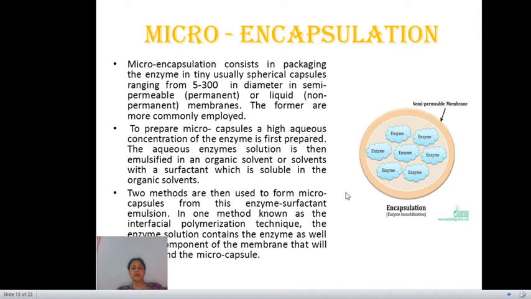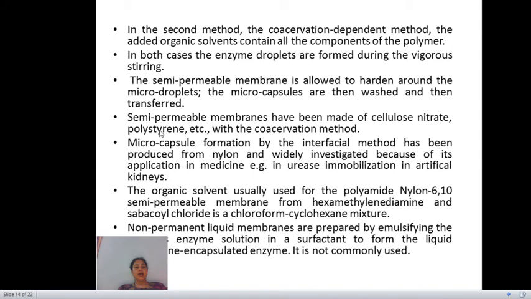Whether you do it by the first method or by the coacervation dependent method, in both cases the enzyme droplets are formed during vigorous stirring, and the semi-permeable membrane is allowed to harden around the micro droplets. The microcapsules are then washed and transferred, and the membrane which will be formed around the enzyme can be made up of cellulose nitrate, polystyrene, etc. The organic solvent which is commonly used will depend on the type of encapsulation material.